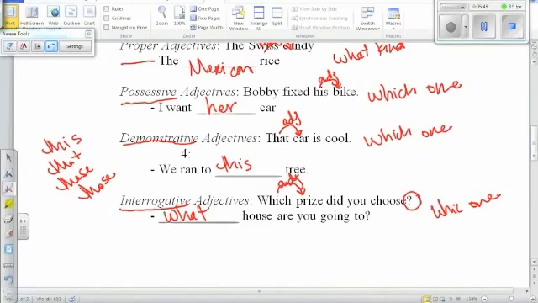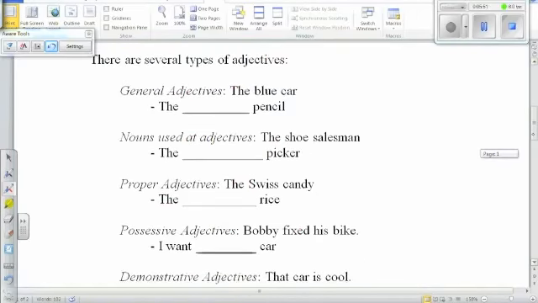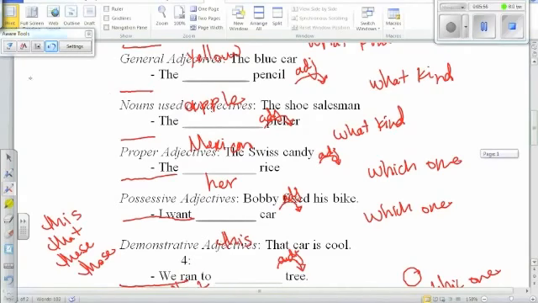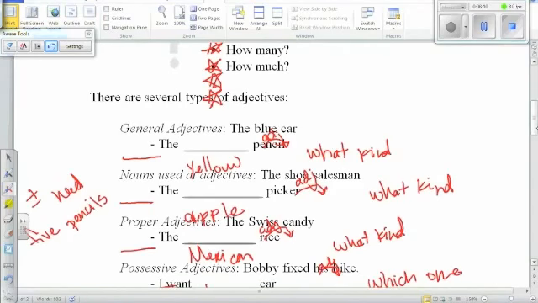I forgot to tell you that adjectives can also tell me how many. So there's not an example here. If I said, I need 5 pencils, then that could also be a general adjective where 5 tells me how many. So as long as you ask those questions after you read a sentence, you should be able to find the adjectives.